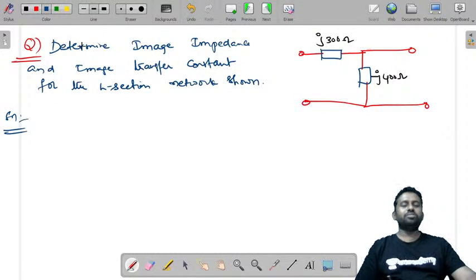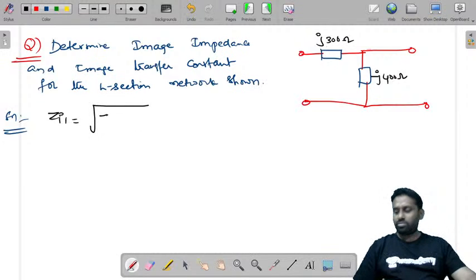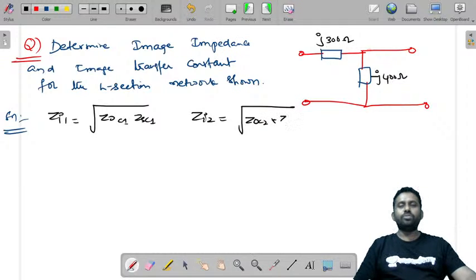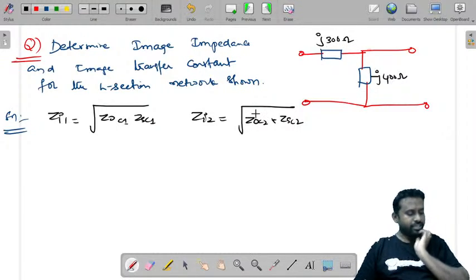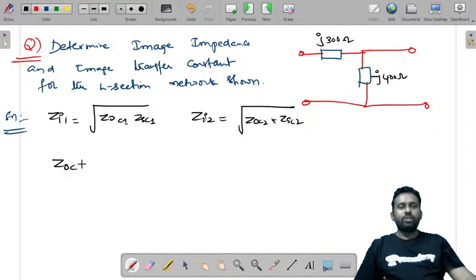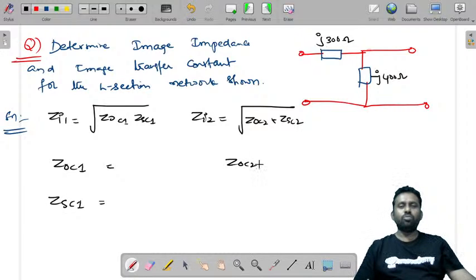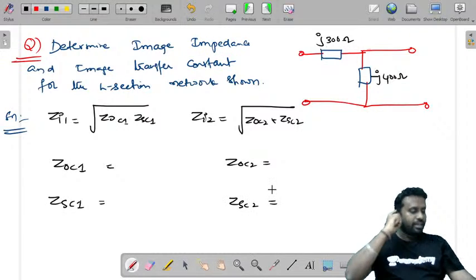So what do you need to do? You need to determine the image impedance. It is Zi1 and Zi2. We already know Zi1 is equal to under root of ZOC1 into ZSC1, and Zi2 is equal to under root of ZOC2 into ZSC2. This is just the multiplication of open circuit and short circuit impedances. So first write ZOC1 and ZSC1, and then ZOC2 and ZSC2. I'll give you a few minutes to do this.